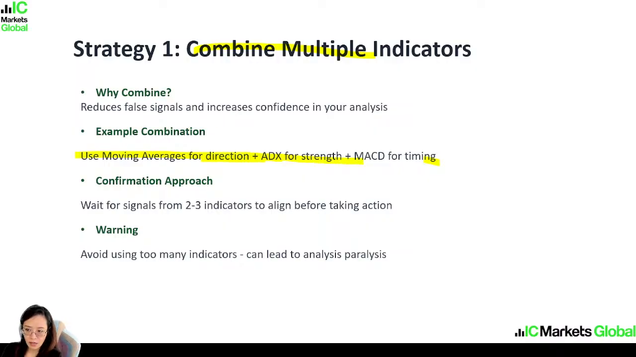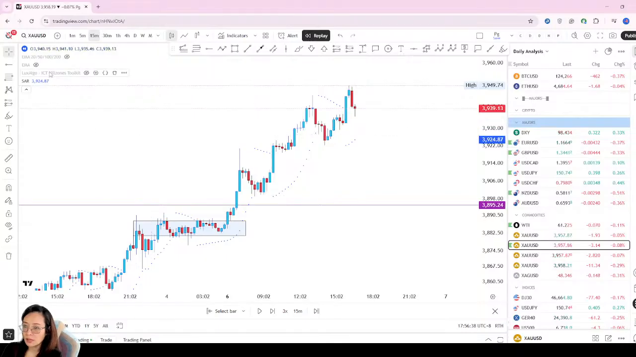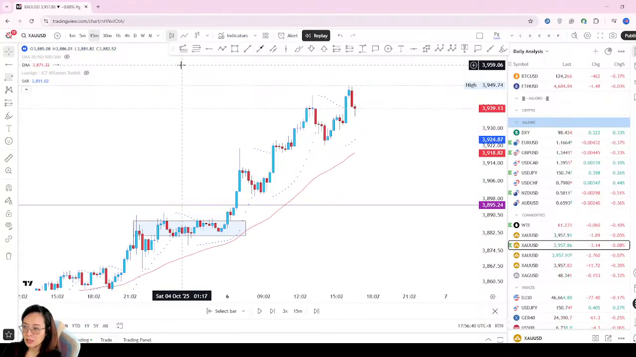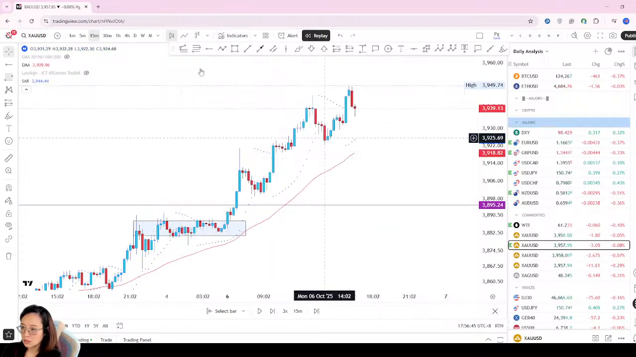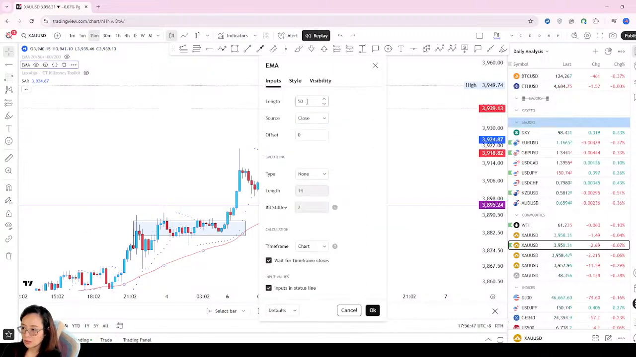Let's just say we use 3 of them. I'm going to use the EMA. This is what EMA it is, I'm going to choose. EMA, I'm going to use 200.